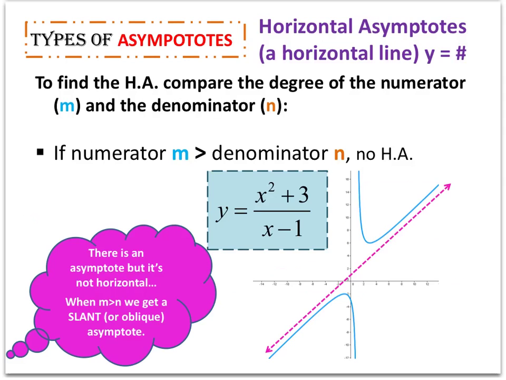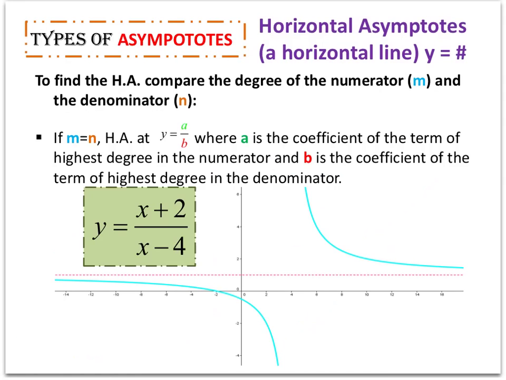When we compare the degree of the numerator and the degree of the denominator, and the numerator is larger, then we will have no horizontal asymptote. So in this case, we will not have a horizontal asymptote at all. Now that does not mean it will not have any type of asymptote, but we will not have a horizontal asymptote.